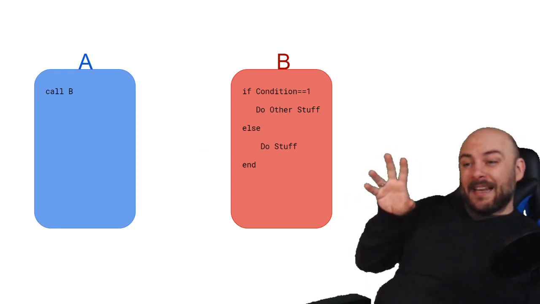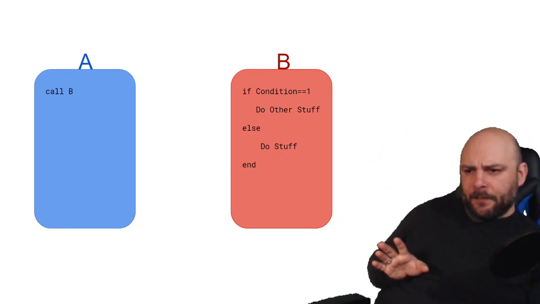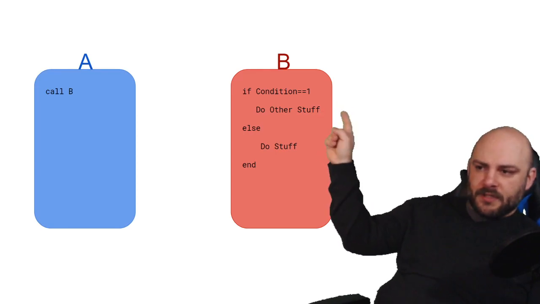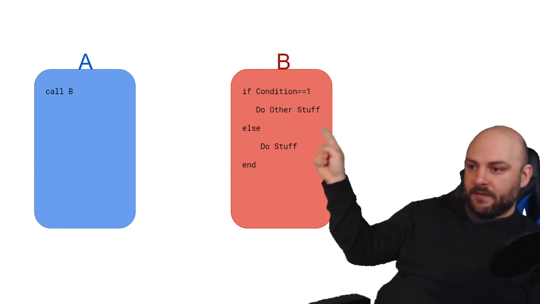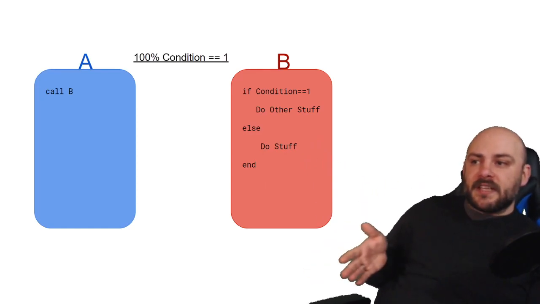So in this structure here, and again, there might be code above and below the call B in A. It's not the only thing there. But the only thing in B is the if statement: condition equals 1, do other stuff, else, do stuff, and then end. That's what's in B.